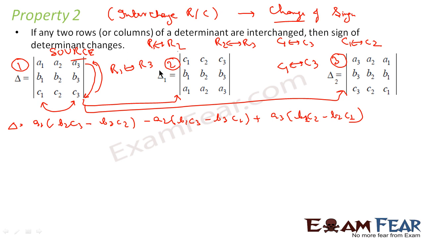Now let me find determinant 2. I have to prove that determinant 2 is equal to minus determinant 1. That is what I have to prove. So let me first take determinant 2, and I can use the same formula.